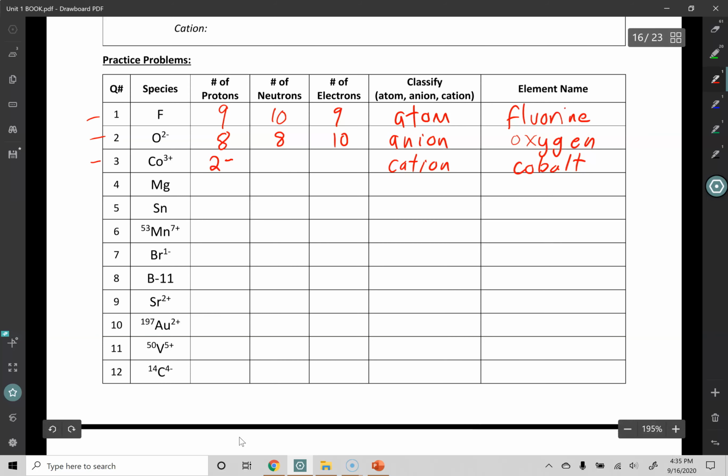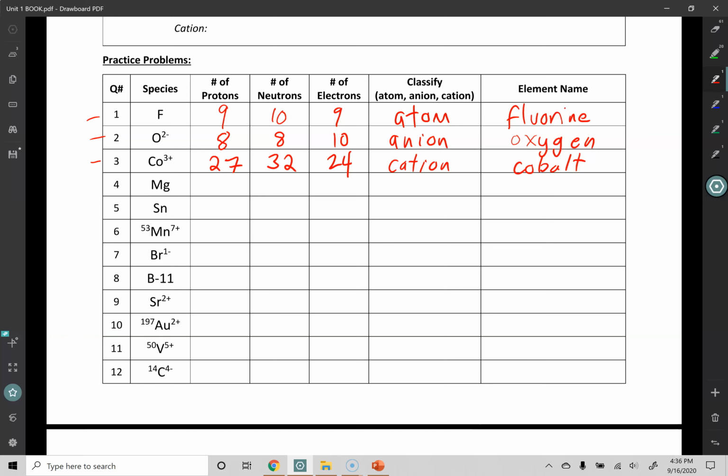Periodic table to get the number of protons. In this case, it's 27. Number of neutrons, we can take the atomic mass, which is just about 59 u. We can subtract 27 to end up with 32 neutrons in cobalt's nucleus. It's an ion, so to find the number of electrons, we have a very little bit of math to do. I can take my number of protons, 27. I can subtract the charge. 27 minus 3 is 24. So there are 24 electrons in this cobalt ion.